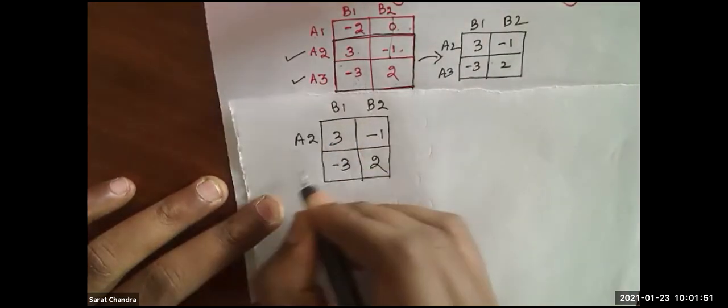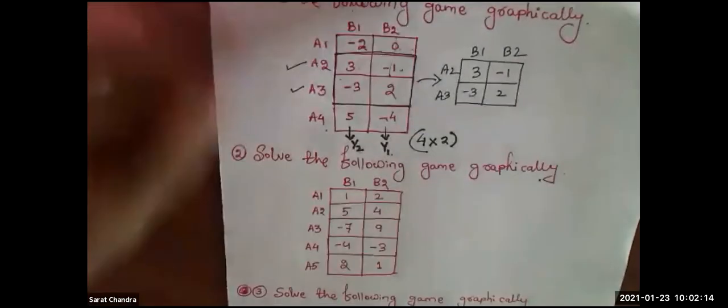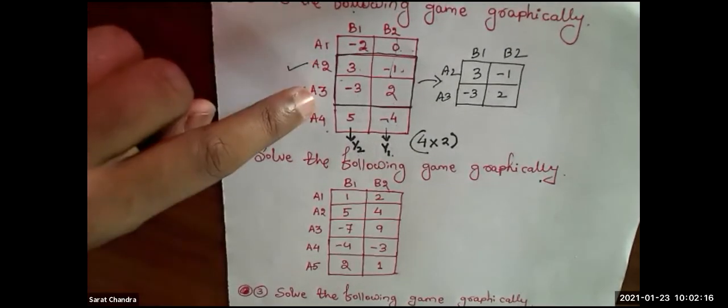Three, minus 1, minus 3, 2. It is B1, B2, A2 and A3. I hope all of you got how I got this matrix, because from the graph I found that the two lines which are passing through this point are A3 and A2. Then I have to identify those two matrices, A2 and A3.